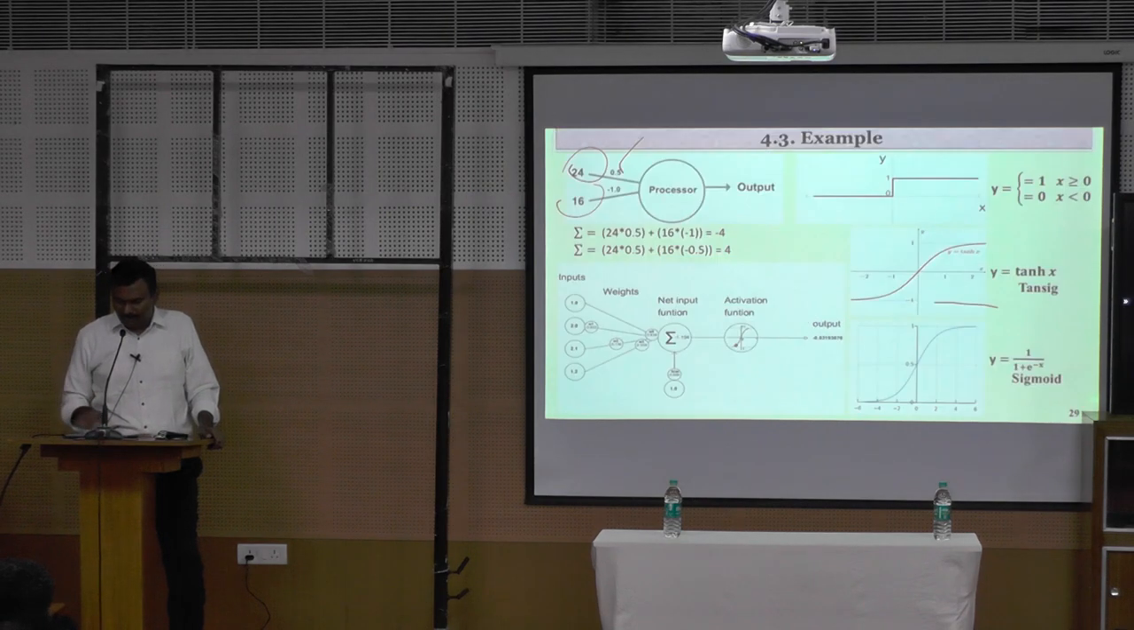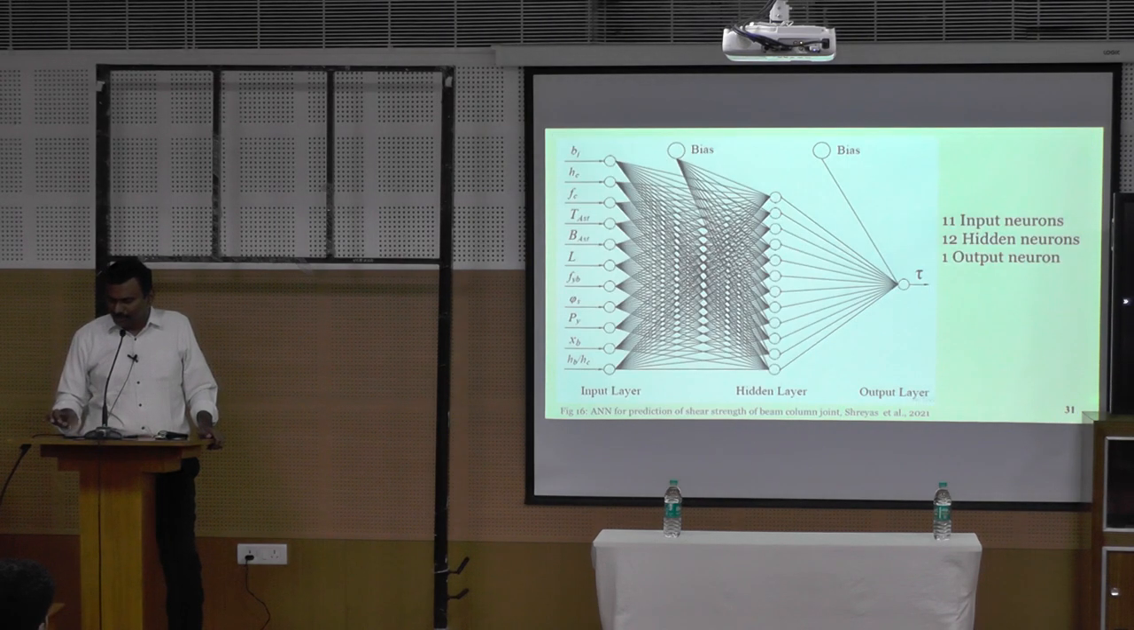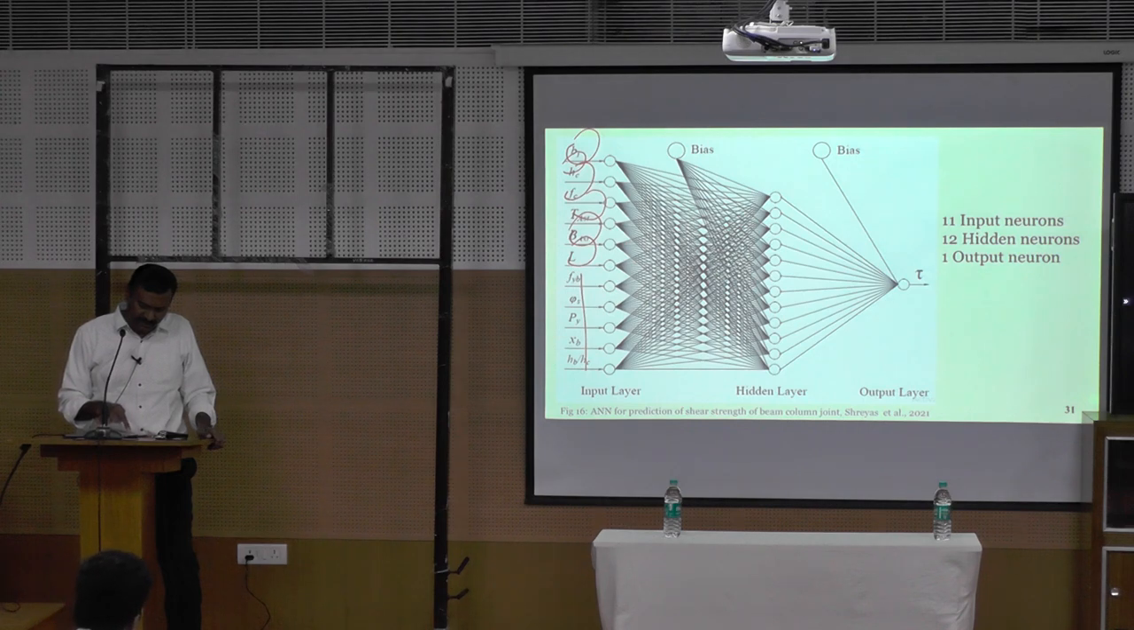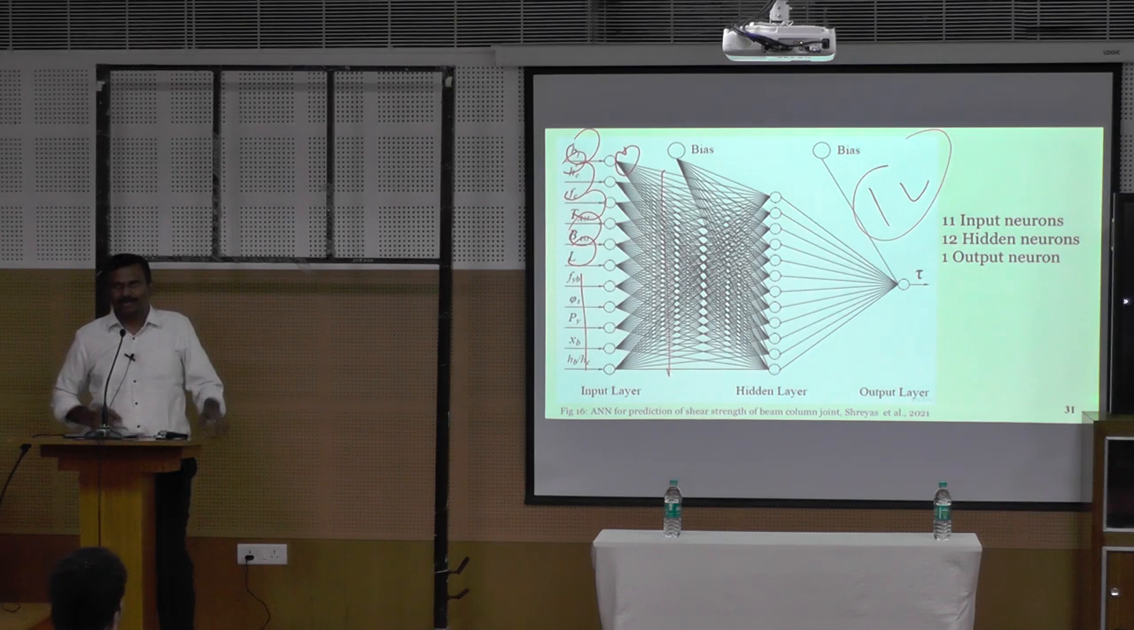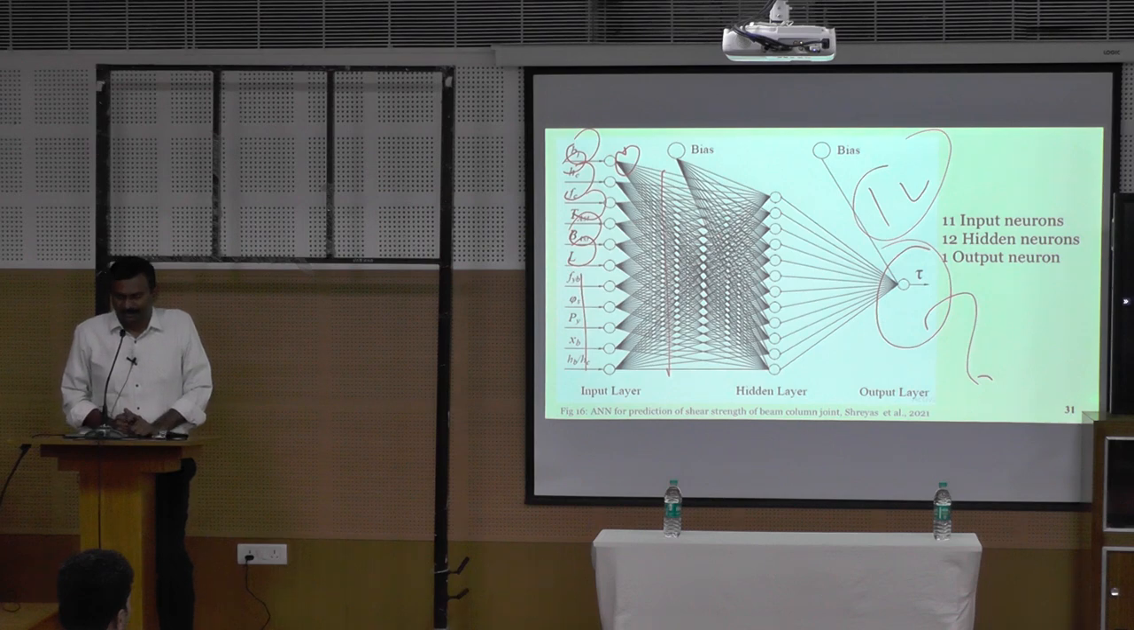What is BJ? Breadth of the joint. Breadth of the joint, height of the column, strength, AST, steel at tension, bottom, length, strength. What are the parameters? So I took 12 parameters. Each parameter has a weight, W1, W2, W3, everything is linked. Finally, I can get what? Shear stress, right? This is my topology: 11 inputs are given, 12 hidden neurons, and one output neuron.